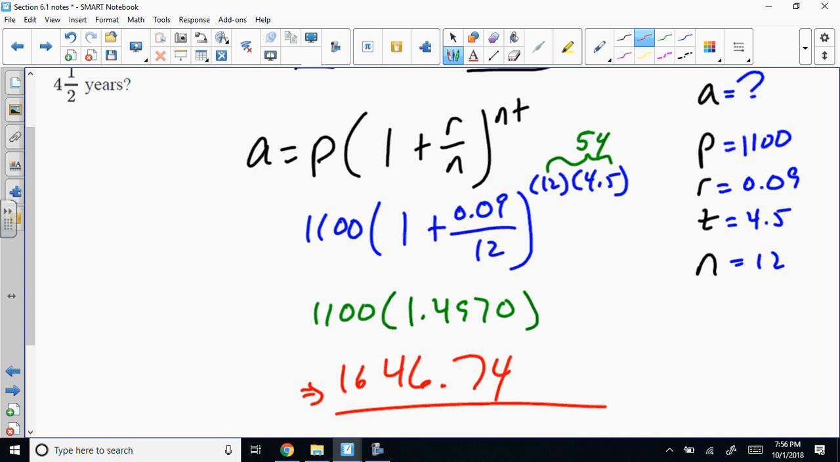Did you get it? You got the same as I got now? Okay, good. So you solved it inside the parentheses, then multiplied it times 1100. I took the 0.09 divided by 12, added 1 to it, raised to the 54th power, and then multiplied it by 1100.